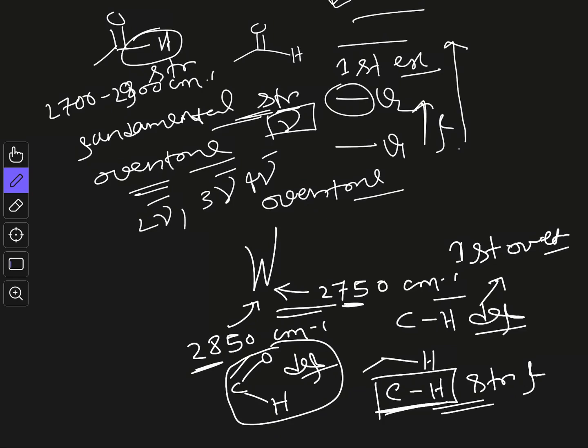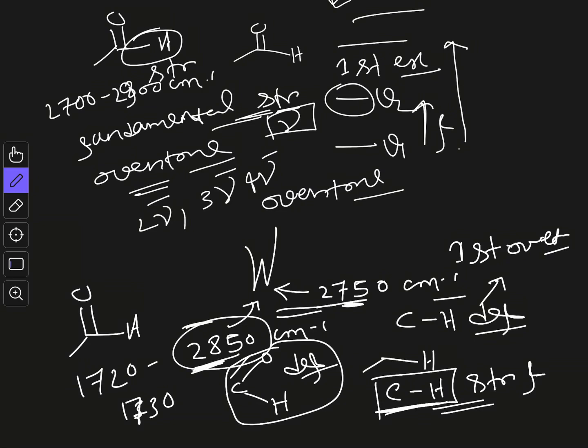If you are given any compound, if you get a carbonyl stretching frequency for aldehyde at around 1720 to 1730, and at the same time if you get these two peaks at around 2850 and 2750, you can for certain say that this is an aldehyde group. So aldehyde is present in your molecule, and this is a very peculiar peak.